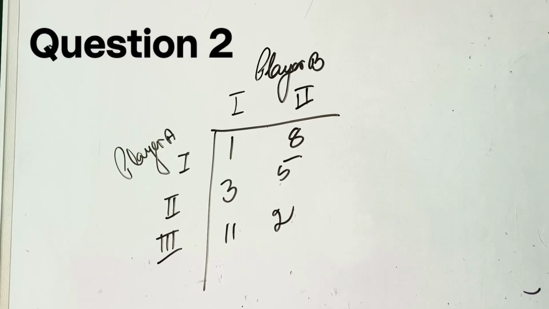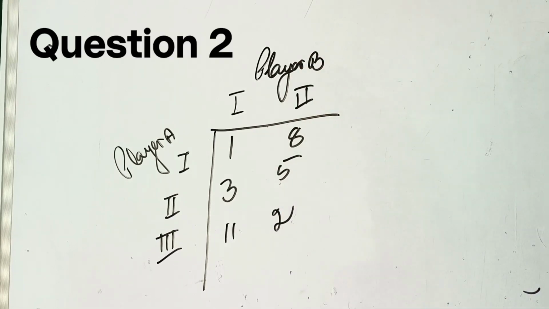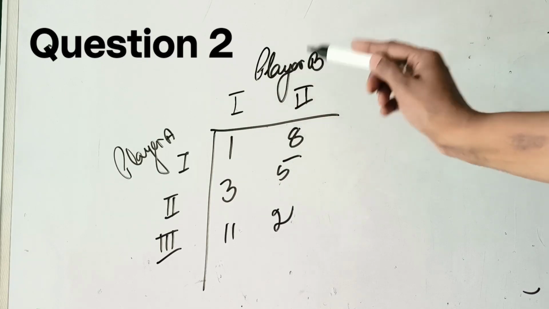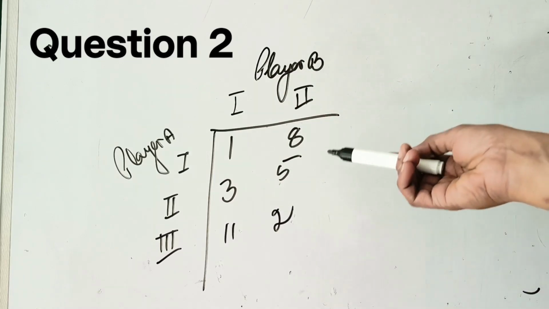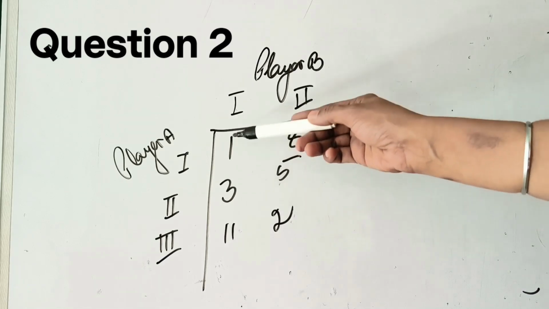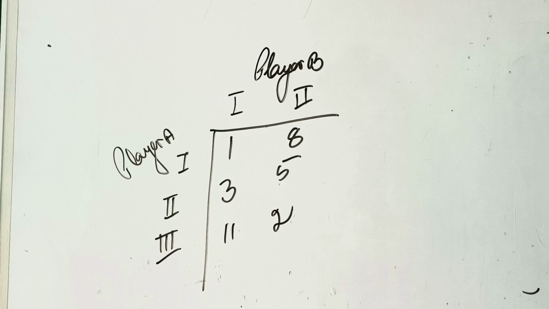Now this is another example. Here you can see we are presenting the question column wise. In the previous example you have seen that player A had two strategies, but in this question player B has two strategies. So the question will be entirely the same, but the only difference is that the subgame will be designed column wise. Earlier we designed it row wise.